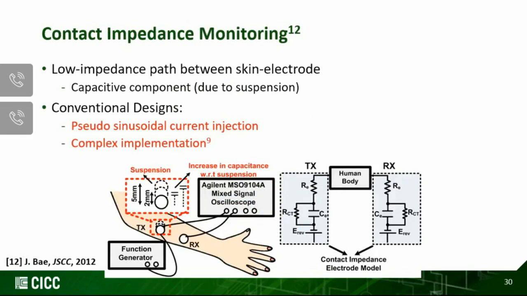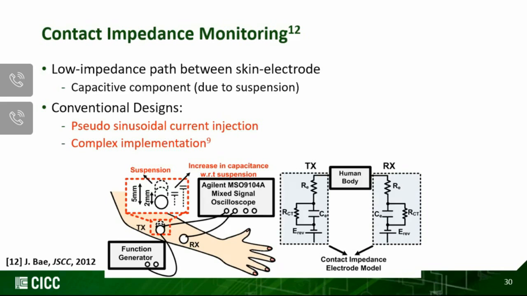So this means there is a need for us to monitor the contact impedance. Because the impedance varies over time, the signal quality at the receiver side will change abruptly. So this means we have to also monitor the contact impedance, the skin electrode impedance, and compensate for that from the RX. So how do we then measure this impedance?